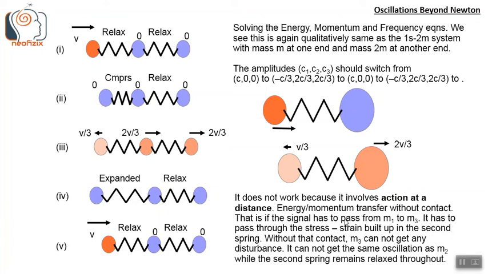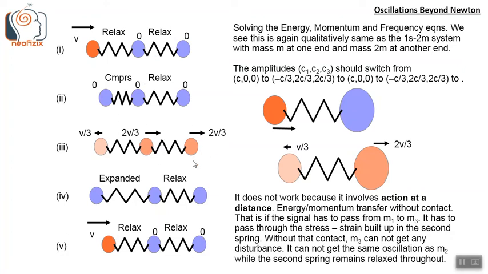If the signal has to pass from mass m1 to mass m3, it has to pass through the stress and strain built up in the second spring. Without that building up of stress and strain in the second spring, m3 cannot get any disturbance. It cannot get the same oscillation as m2 as required by this solution, while the second spring remains relaxed throughout. In all these steps, the second spring is always relaxed, because initially m2 and m3 had zero velocity, so it is not moving, it is relaxed.